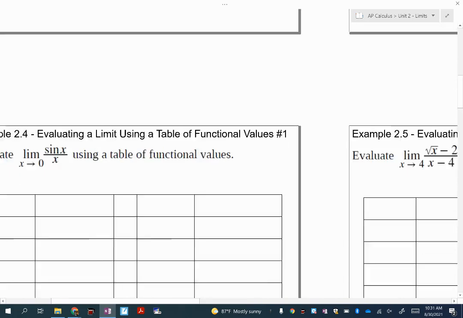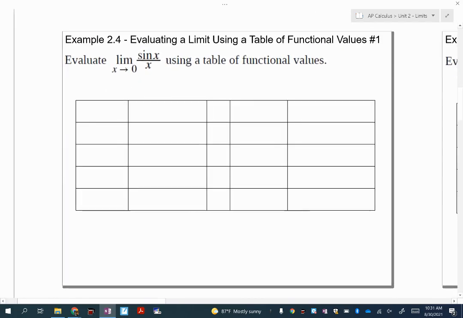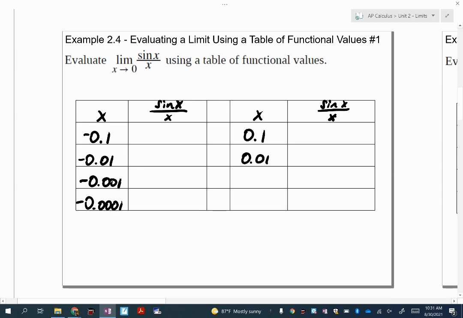All right, so let's get into using a table of values to help us figure out potential limits here. So I'm going to start with x, and then here's where I'm going to put our function, sine of x over x. All right, and we're talking about the limit as x approaches 0 from the left of 0 and from the right of 0. So negative 0.1, negative 0.01. So I'm getting closer and closer to 0. All right, same thing on the right, getting closer and closer to 0.